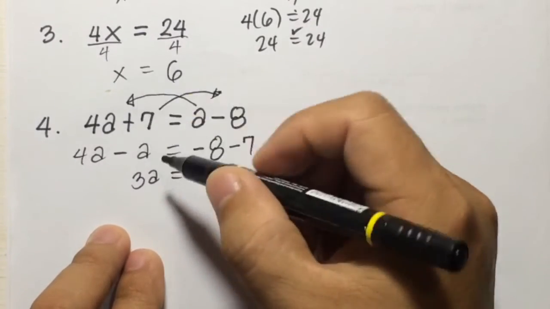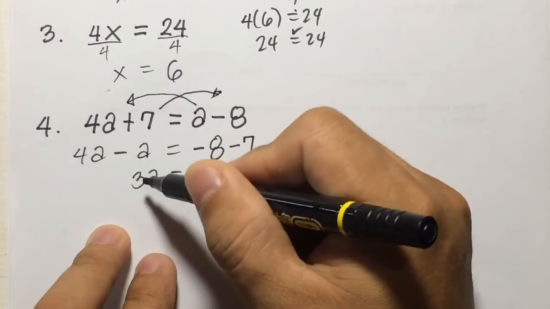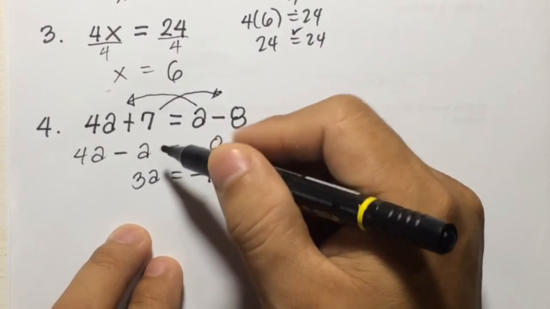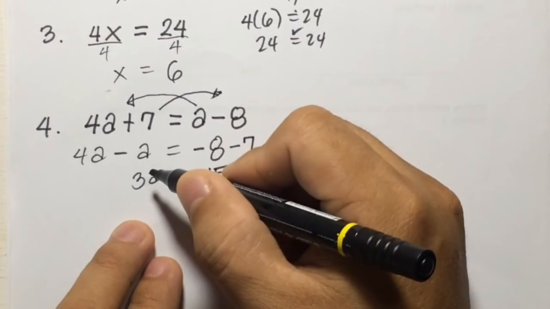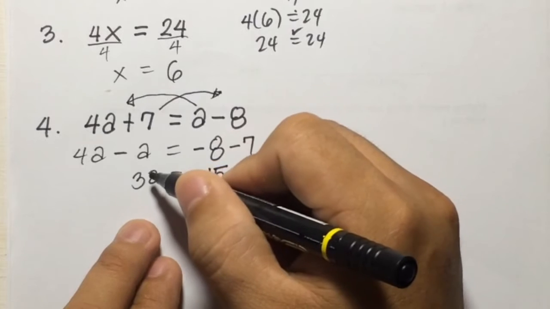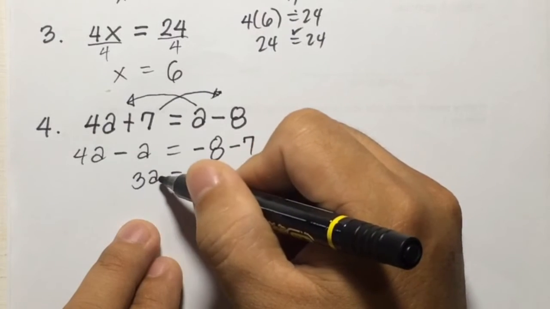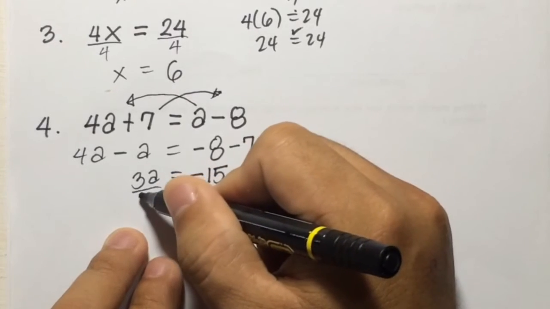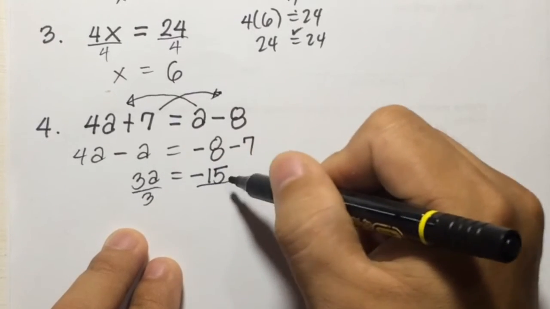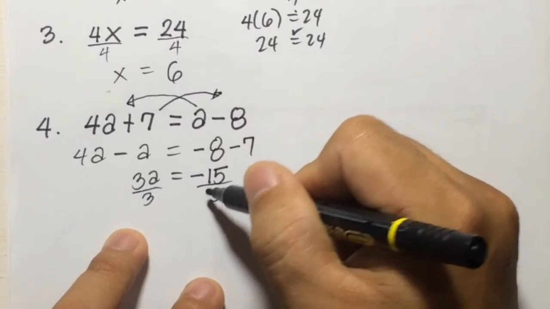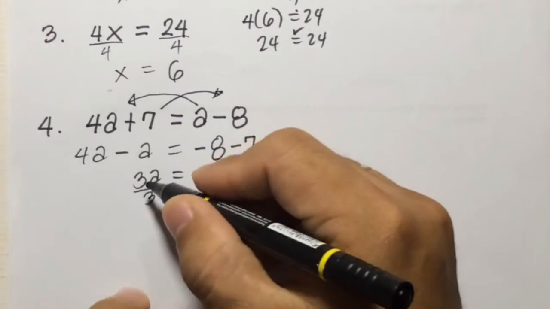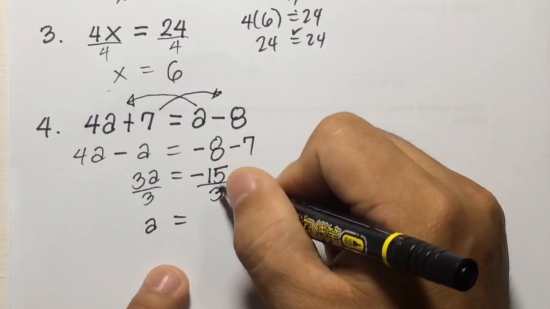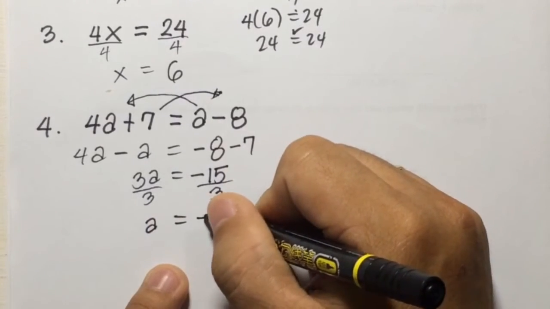Then, same with number 3, we're going to divide both sides of the equation by the numerical coefficient of the variable or the unknown. Now, since this is 3a here, the numerical coefficient of a is 3. So we're going to divide in here by 3, same with the right side, divided by 3. Then 3a divided by 3 is a. Then negative 15 divided by 3 is negative 5.